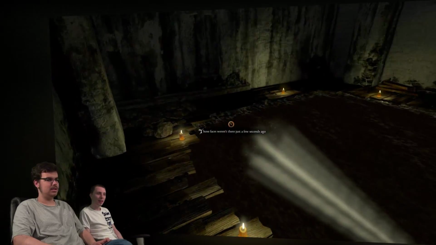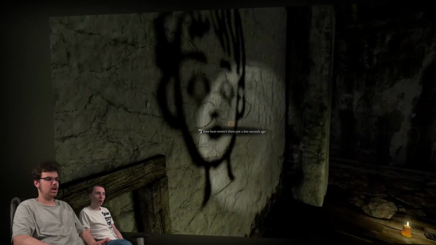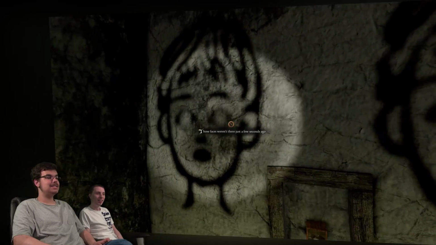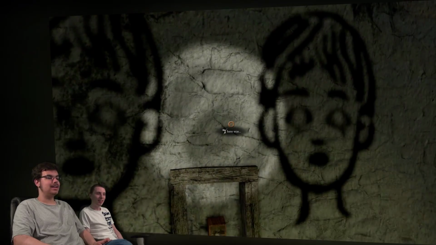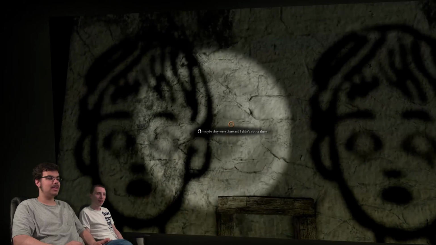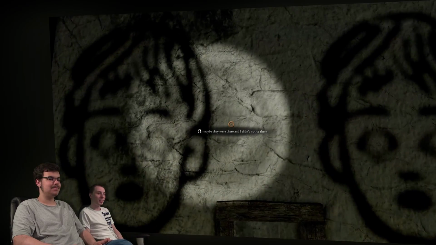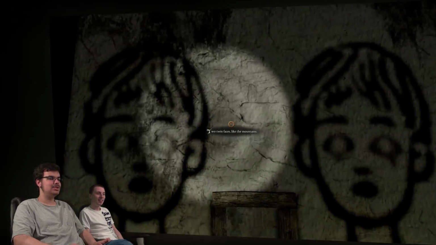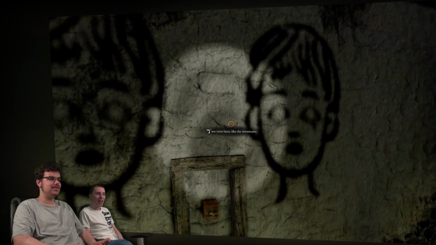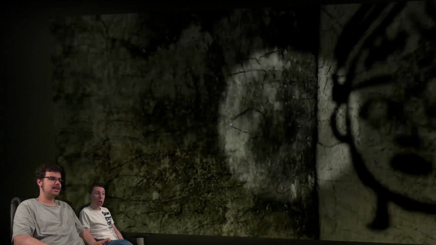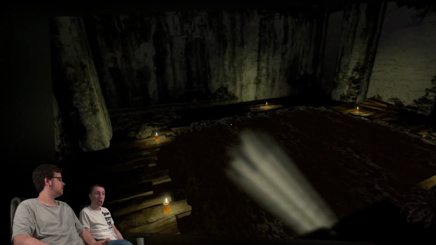What? Those weren't there. Oh, the face. Duh. It's me and my beautiful Anna. There was, or maybe they were there and I didn't notice them. No, they definitely weren't there. Nah, I just didn't notice. Two twin faces, like the mountains. Oh, I guess it's not my Anna, because that would be creepy.